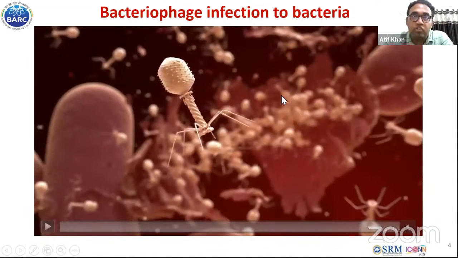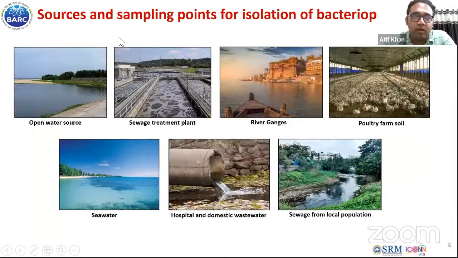So the isolation of bacteriophages is a highly economical and cost-effective process because they are present everywhere in the environment, like open water sources, sewage treatment, poultry farms, sewage from the local population, hospital water, and sea water. So it is very economical. They are present everywhere, and they are highest in number on our earth.